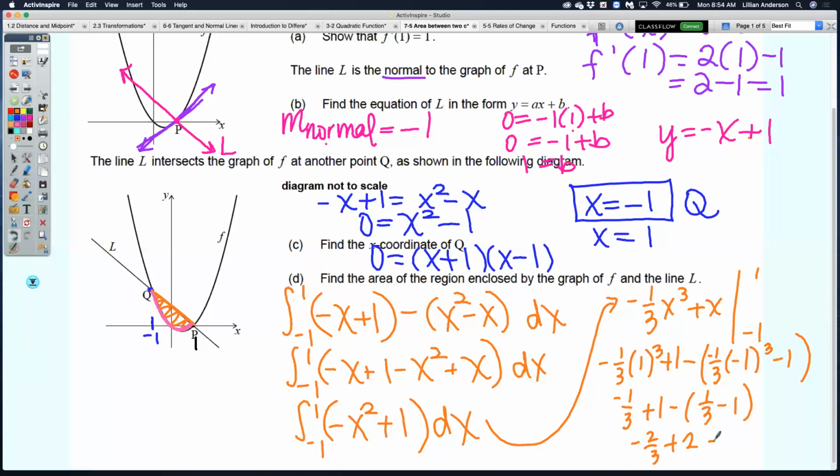So then my final answer for the area enclosed by the graph of F and the line L would be 4/3.